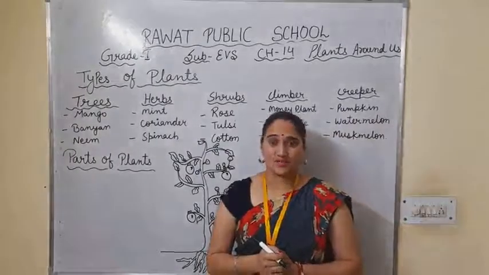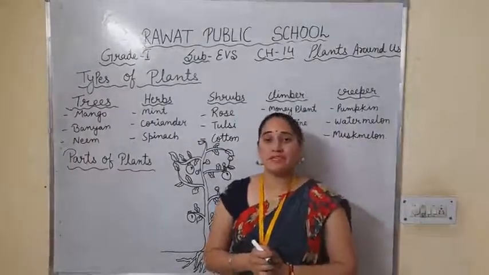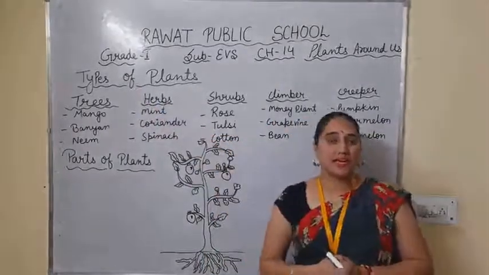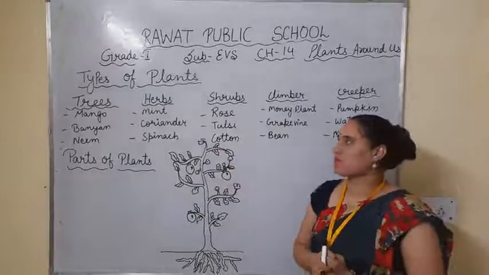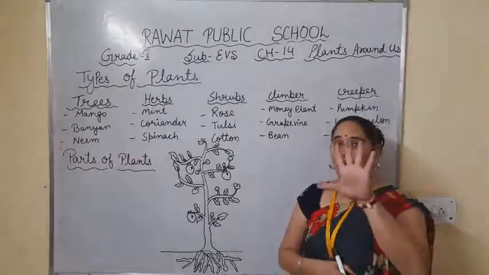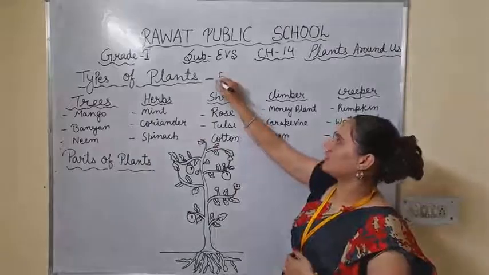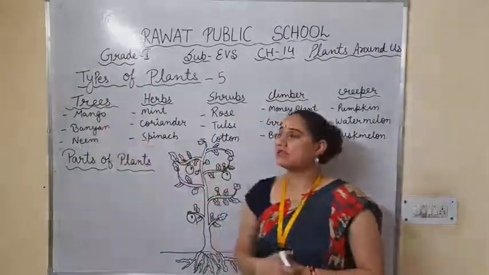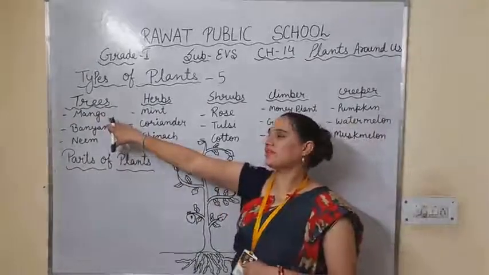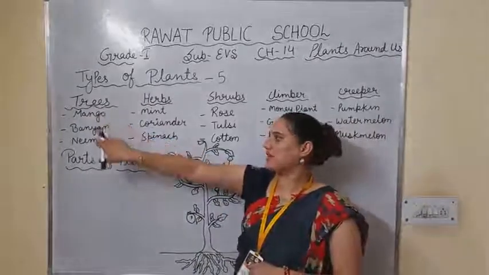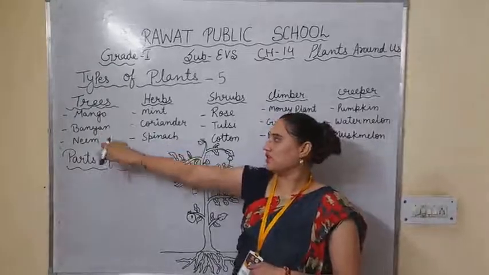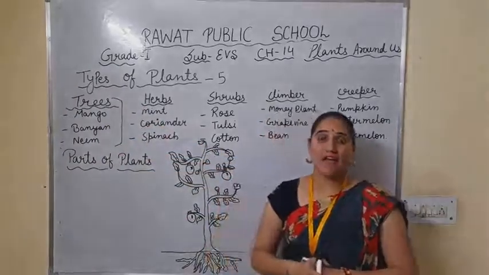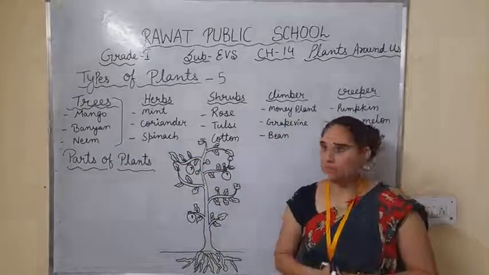Already we discussed with the PPT presentation about types of plants. But quickly we review one more time about types of plants. So there are a total of 5 types of plants we are talking about. First of all, we talk about trees. Trees, in which we can give the examples of mango tree, banyan tree, neem tree. Trees are very big in size and they have strong woody stems.